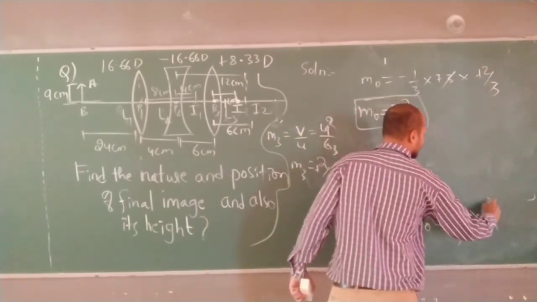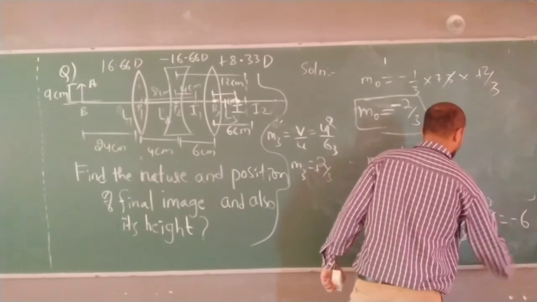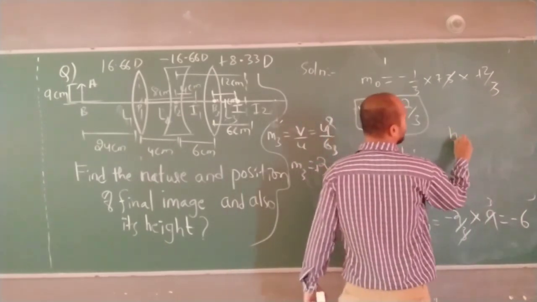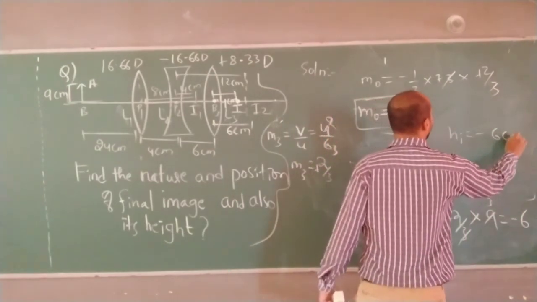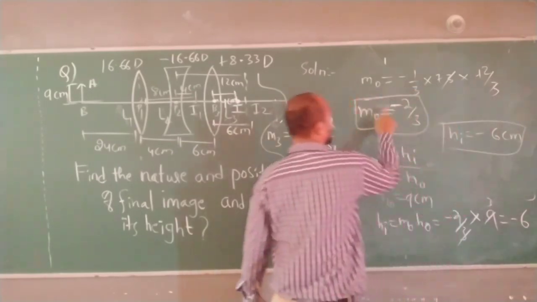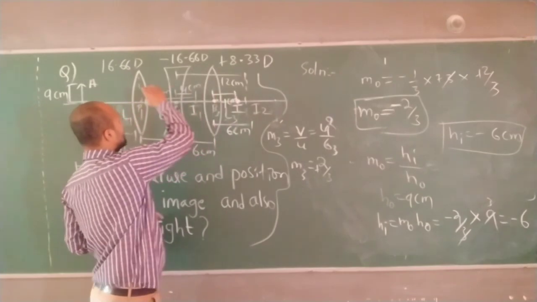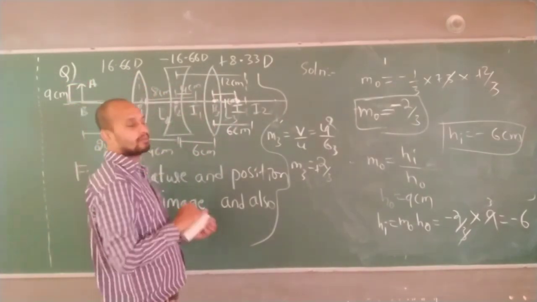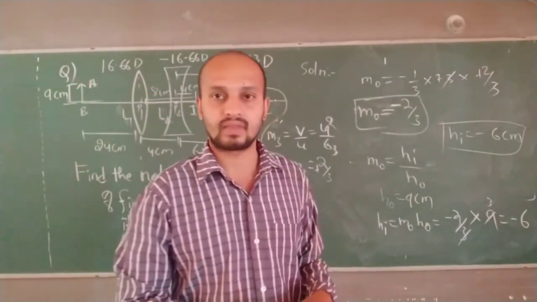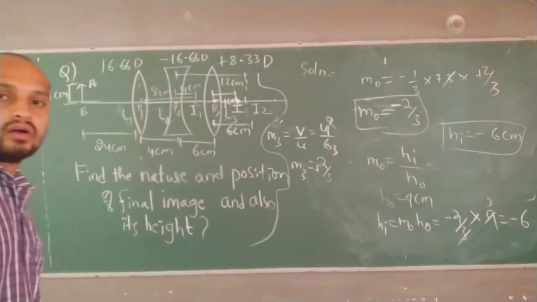3 ones are 3, 3 threes are 9. This will become minus 6. So the height of the image is minus 6 cm. I told you, for magnification 2 by 3, the height of the image will be 6 cm when the height of the object was 9 cm. Thank you guys.